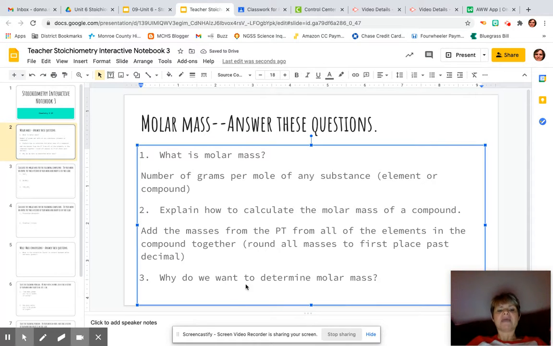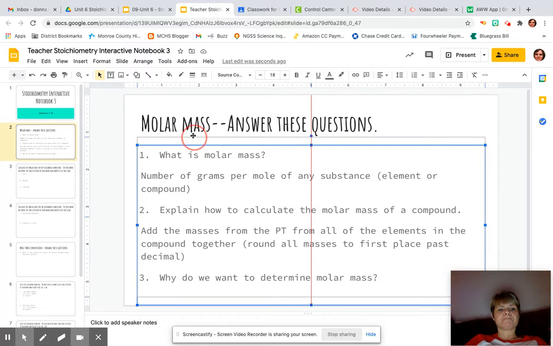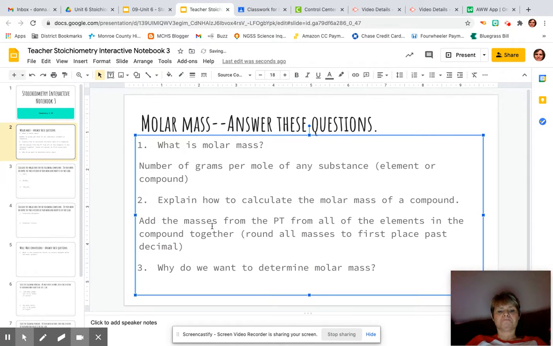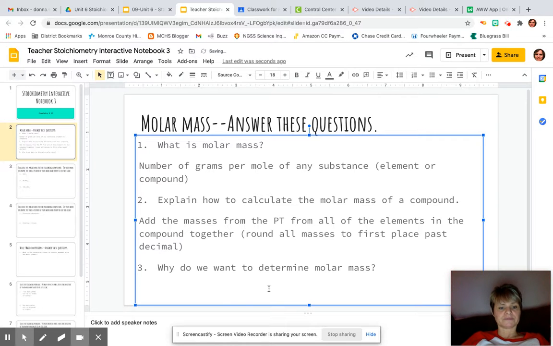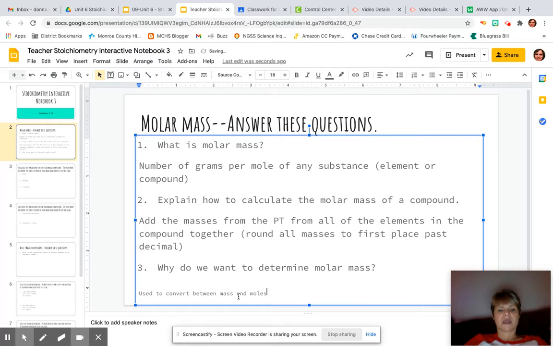Okay, and then why do we want to determine molar mass? The reason we want to determine molar mass is because that's what we're going to use to convert between mass and moles. And again, that mass is in grams.